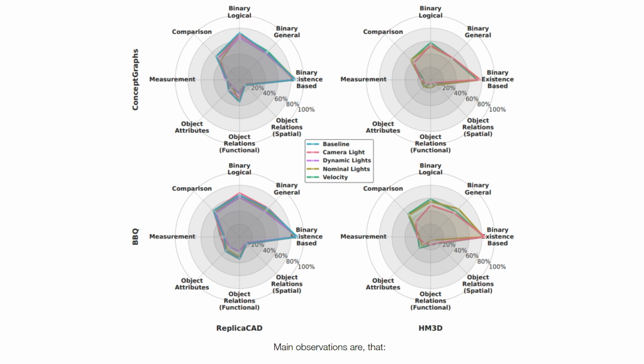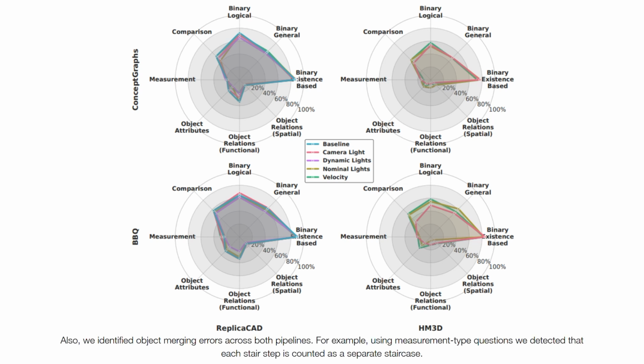Main observations are that object relations remain the most challenging category. Attribute-based questions often fail due to missing material and property details in scene graph captions. Also, we identify object merging errors across both pipelines. For example, using measurement type questions, we detect that each stair step is counted as a separate staircase.